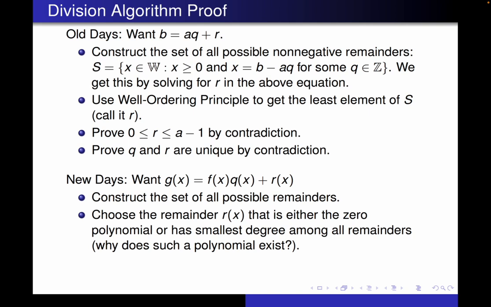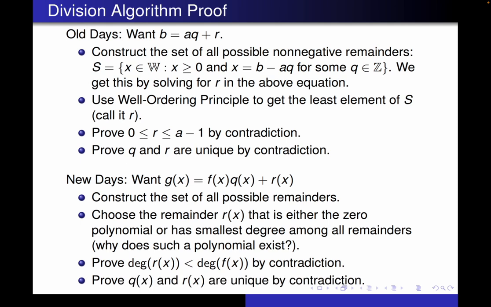One thing you might ask is why does such a polynomial exist? Well, it turns out the well-ordering principle is going to help us out because each of those degrees is a non-negative integer. Of course, proving that r of x is less than f of x is nonsense because we don't have any ordering on the polynomials. But you will be able to prove that the degree of r of x is less than the degree of f of x by contradiction, as long as r of x has the smallest degree among all remainders. And finally, you will be able to prove that q of x and r of x are unique by contradiction, as long as you put some extra requirements on r of x.